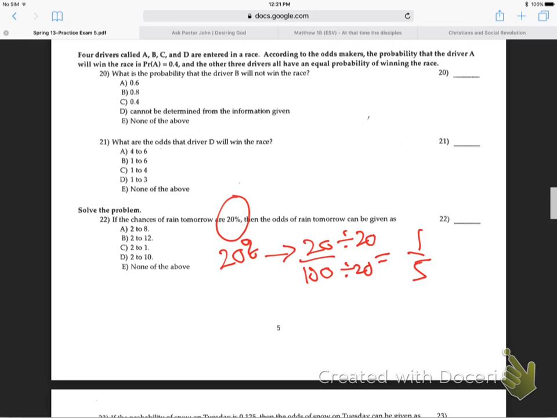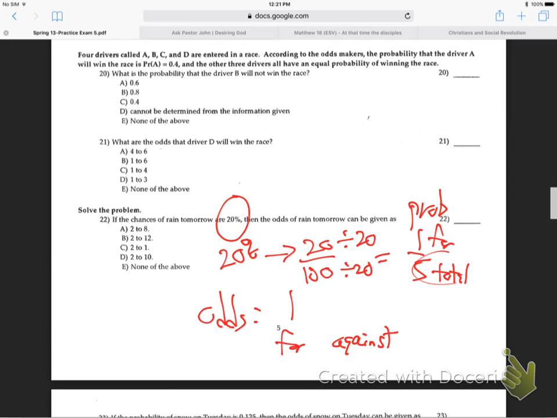So that's the probability. And then we're just converting to odds. So what are the odds going to be? So probability is 1/5. Remember, probability is 4 in total. Odds are 4 and against. So it's just like the last one. If there's 4 out of 5 total, there's 4 against. It's 1 to 4. Now, they don't have that answer there. Well, it's the same as 2 to 8.